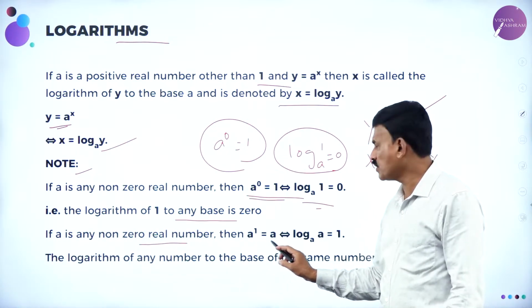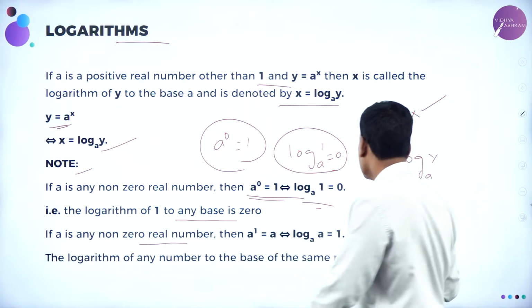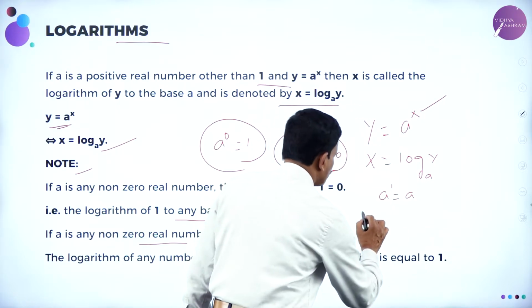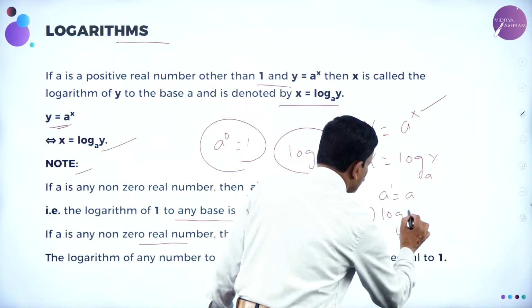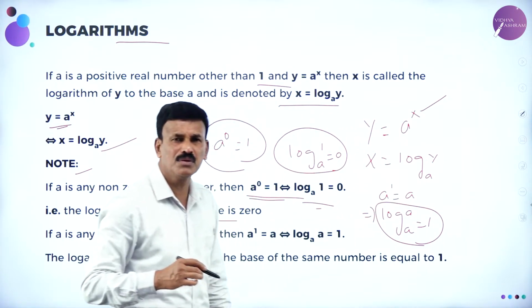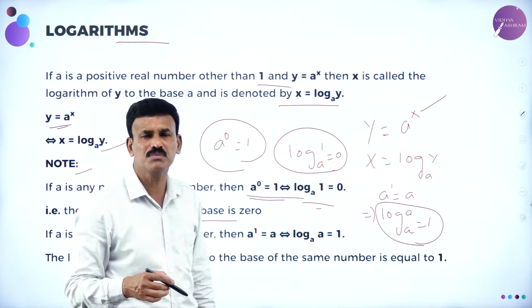Listen, if a to the power of 1 is equal to a, this implies this 1 is the logarithm of a to base a. That means if a to the power of 1 is equal to a, this implies logarithm of a to base a is equal to 1. That means logarithm of any number to the same base is always equal to 1. Log a to base a is 1, log b to base b is equal to 1.